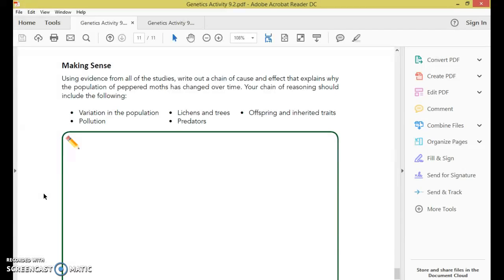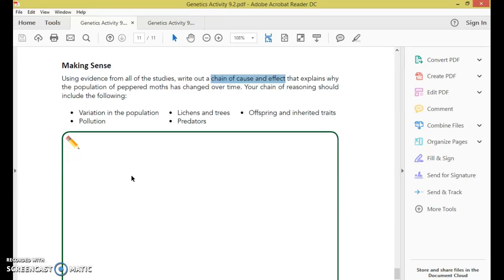The next thing you were asked to do yesterday was to answer this making sense question, and it asks you to write out a chain of cause and effect. I heard that some of you had a little bit of confusion about that. That was a little kind of a difficult task for you. If you look at these 5 different elements that you're supposed to include in this chain of cause and effect, really all it's asking you to do is to take those 5 things and to put them in order, and the order should be a cause and then an effect that follows it.